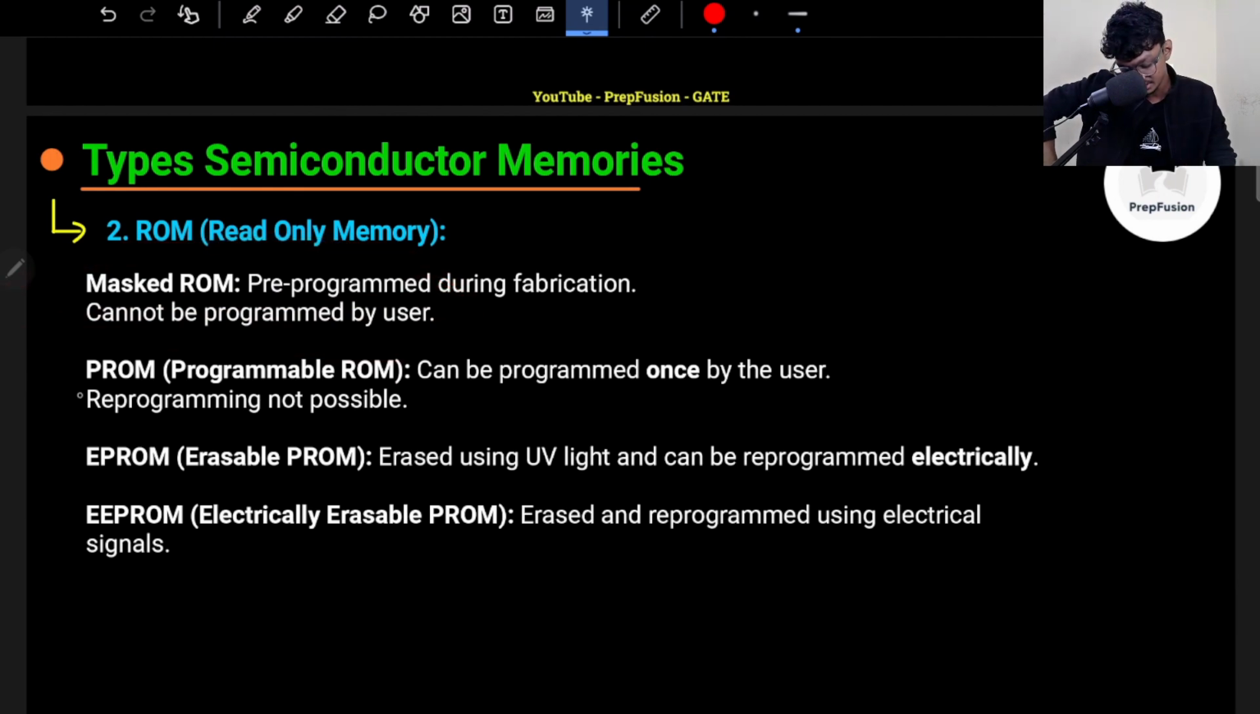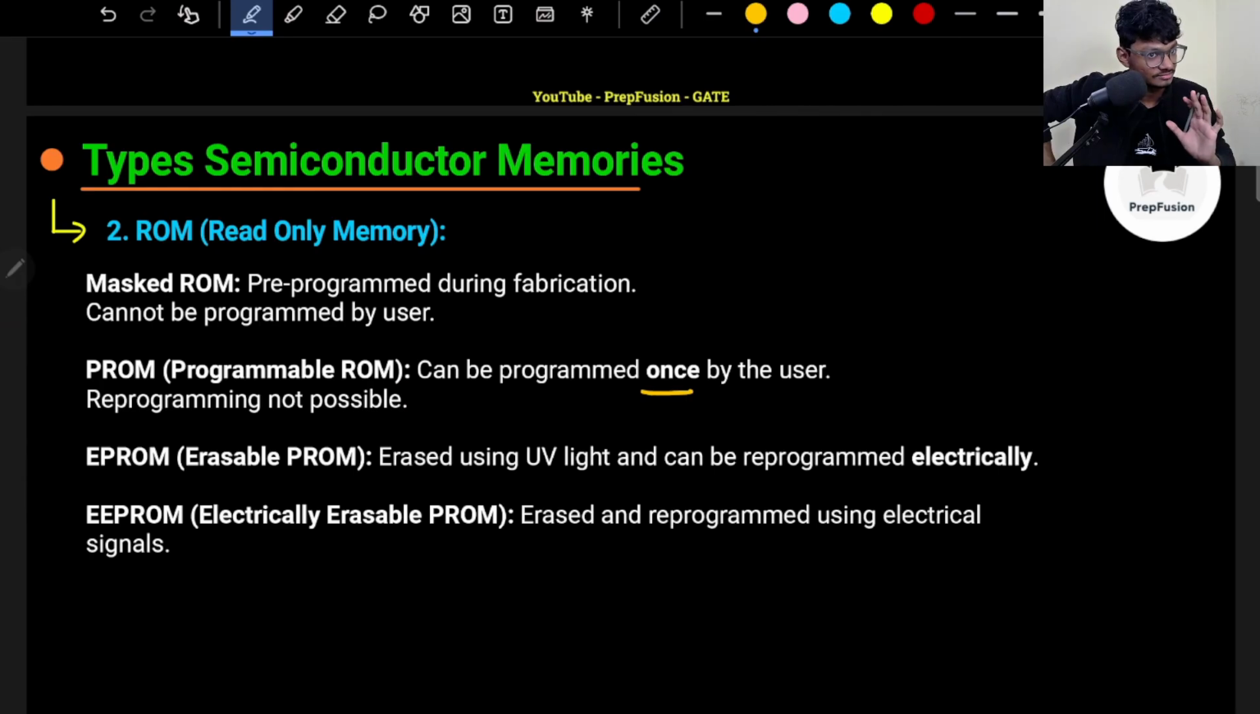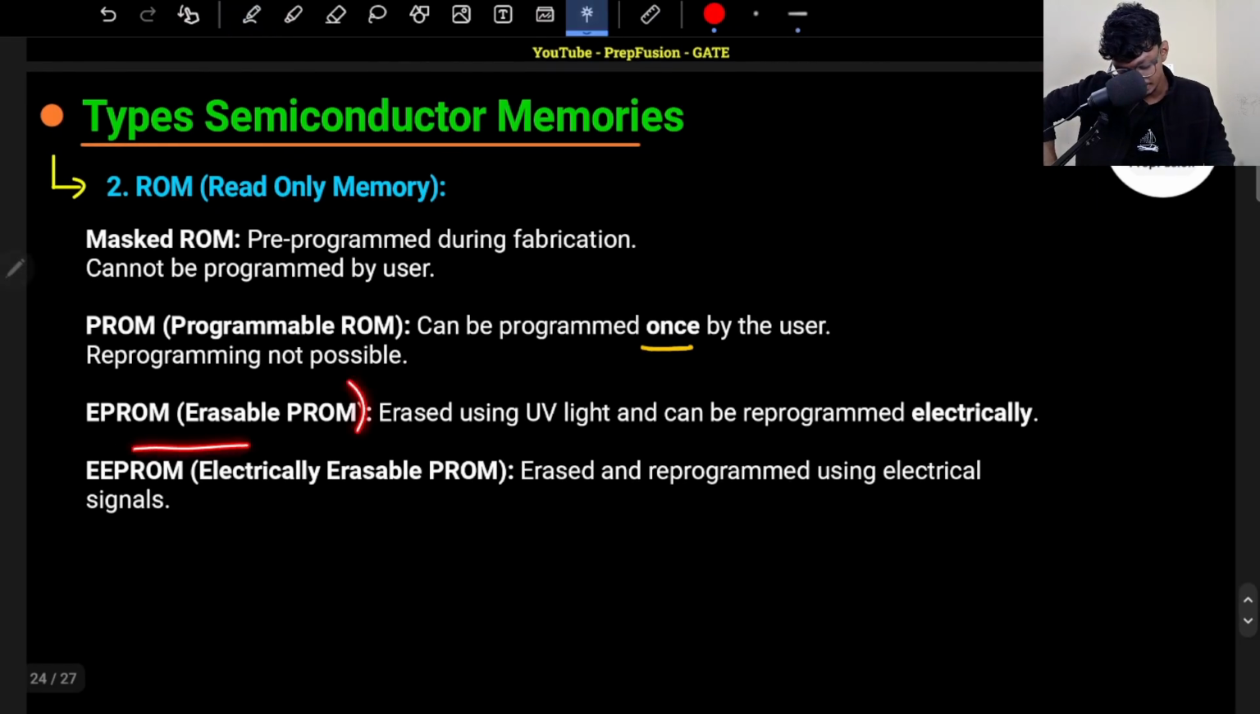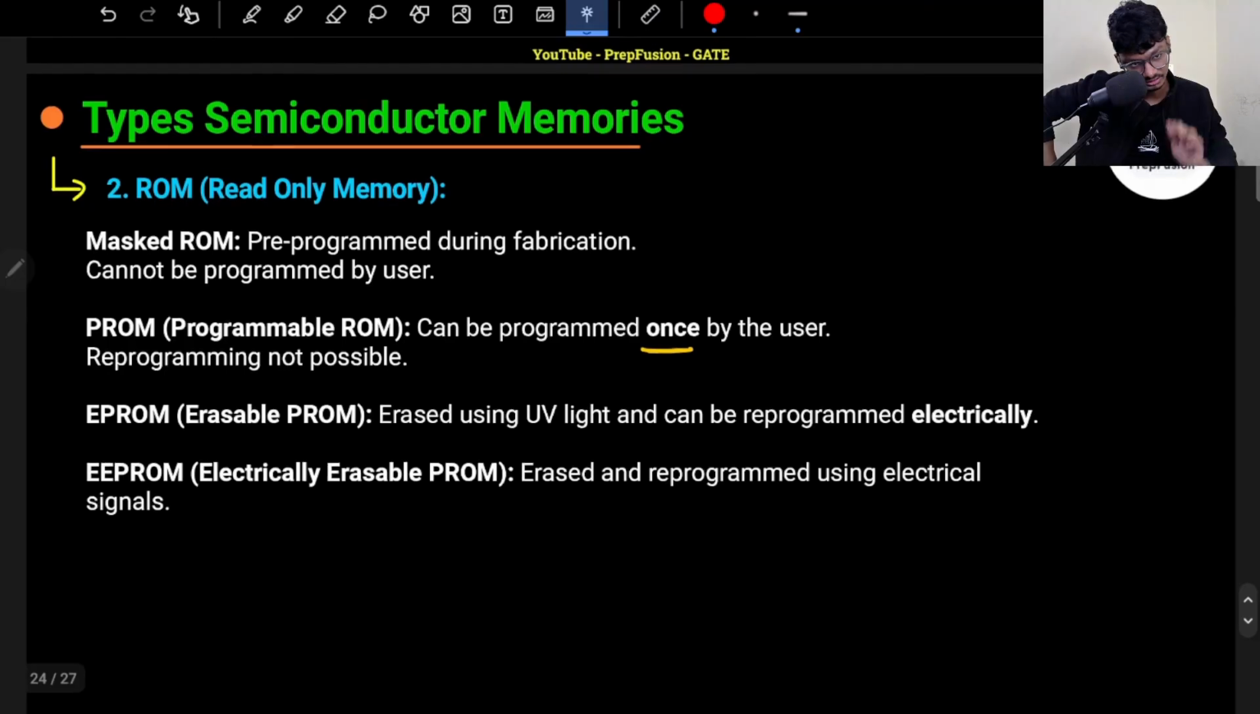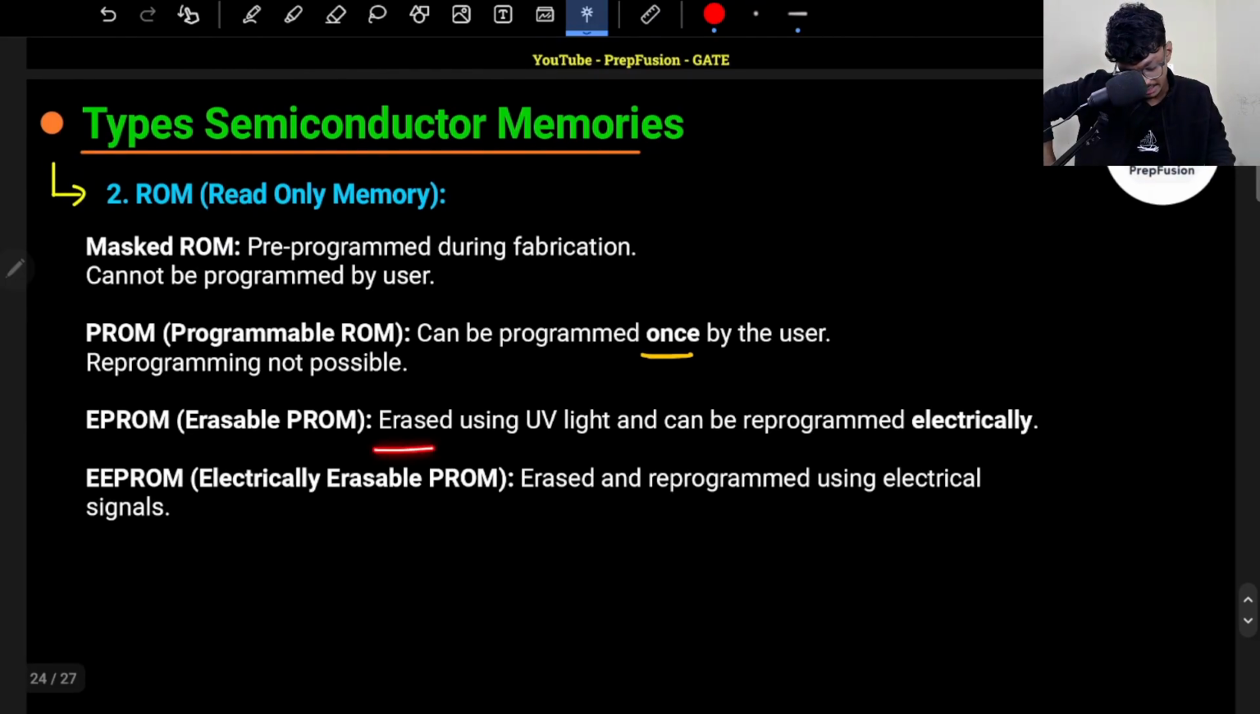Okay. Next is PROM. PROM is programmable ROM, that is, it can be programmed only once. Only once. That is the important portion here. Only once by the user. Be careful here. Now EPROM is erasable PROM. Sorry, I told the full form wrong here. This will be erasable and this will be electrically erasable. Sorry about that.